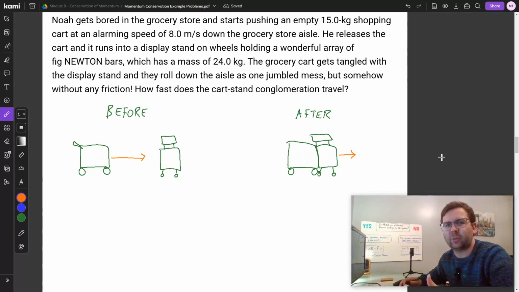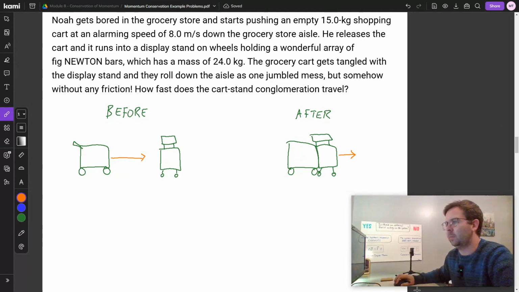So, we always start these kinds of problems where there's two things colliding with a before and after sketch. As you try to solve problems like this, it's essential that you start with a sketch of the situation before and after so you can define what your system is and also figure out what direction things are traveling in, positive or negative. So, I've drawn the picture to show that the cart is moving to the right, so it's moving in a positive direction before colliding with the display stand. And then afterwards, they move together as one object to the right.